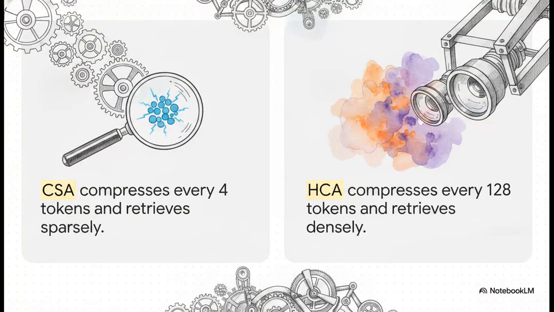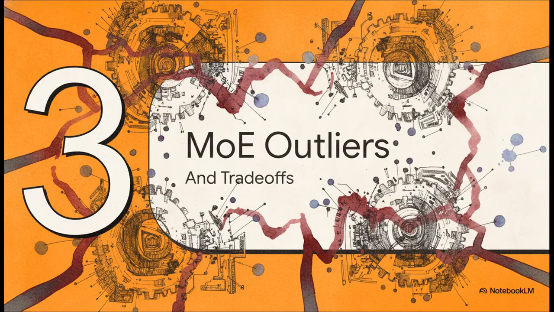The engine actually interleaves these two distinct methods. CSA compresses every 4 tokens and retrieves sparsely, while HCA compresses every 128 tokens and retrieves densely. Worth sitting with for a second. The architecture alternates between a high-resolution narrow-focus search and a low-resolution wide-angle scan. Through careful architectural routing, Layer 1 might look closely at the details, while Layer 2 looks at the big picture. It balances fine-grained local retrieval with broad macro context, layer by layer, without storing the full, uncompressed context window at any single point.